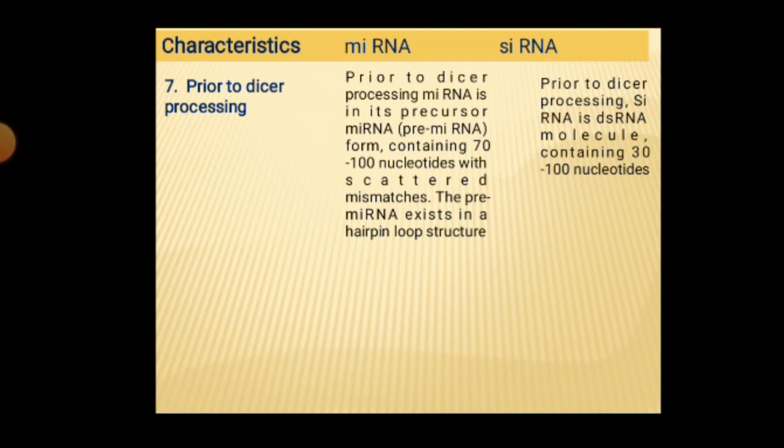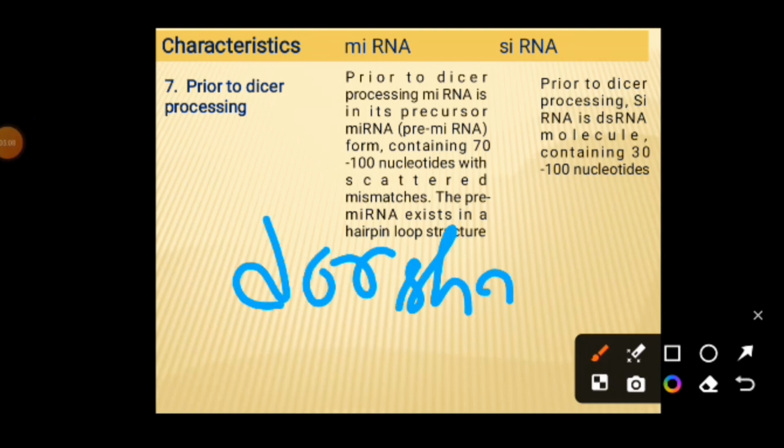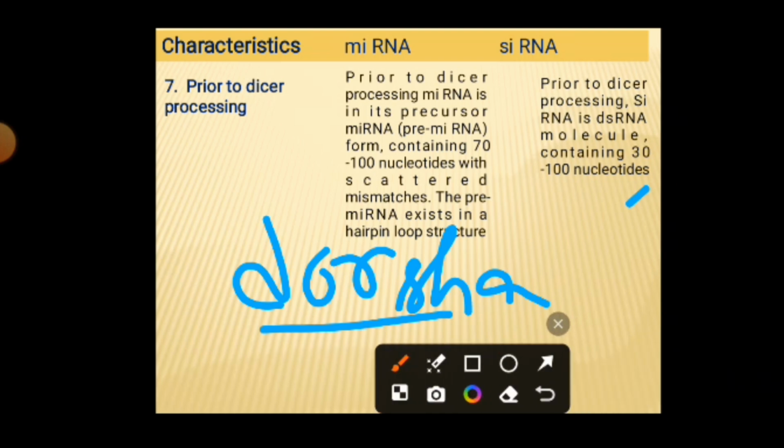One important thing is that in case of miRNA, another protein, that is Drosha, is also required. Drosha is also required for processing the miRNA. Whereas in case of siRNA, this Drosha is not required. So in case of miRNA, both dicer and Drosha is required for miRNA processing.